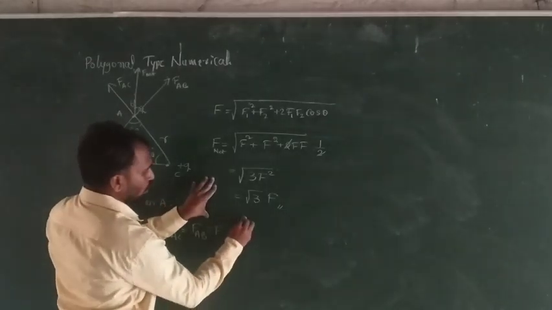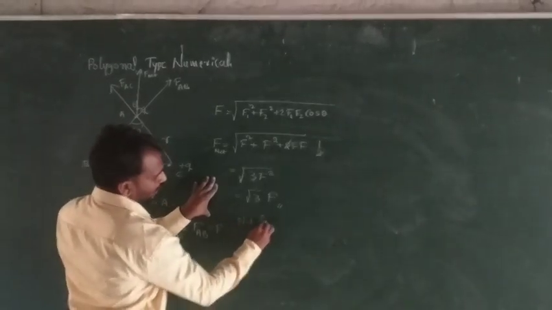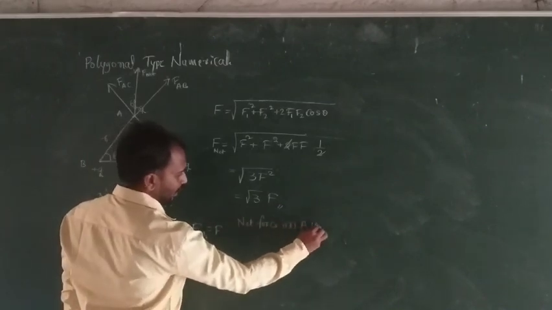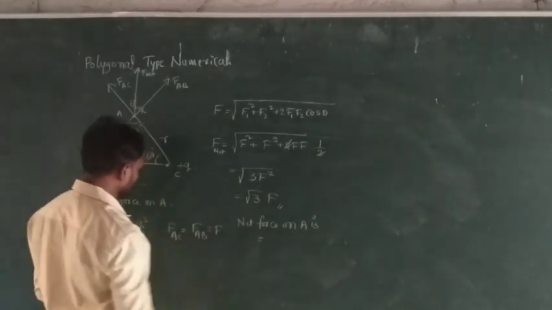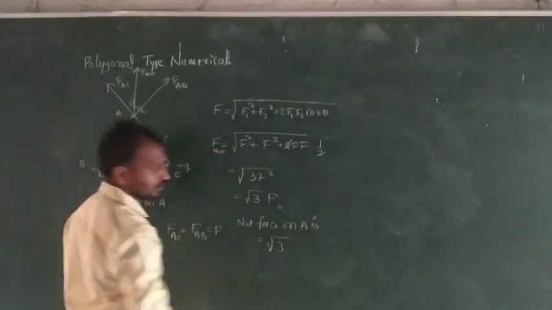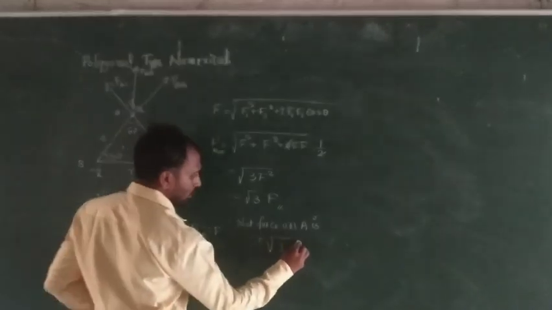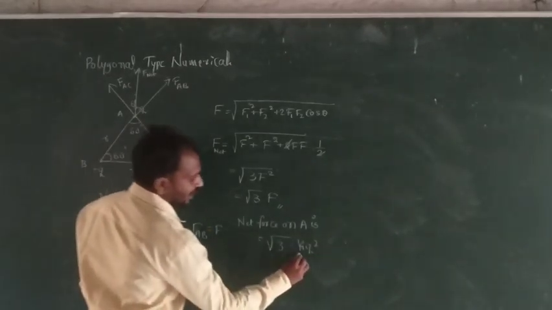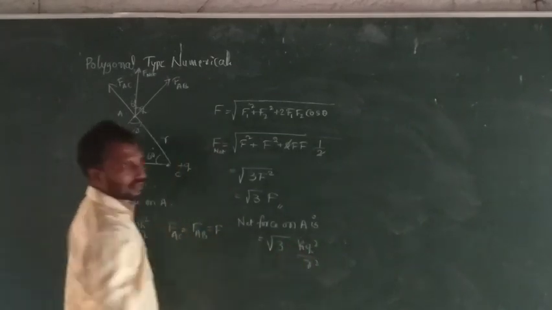The net force on A is root 3 times F, with F value K Q square divided by R square.